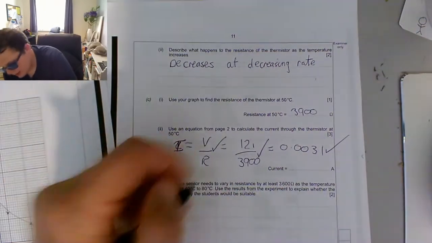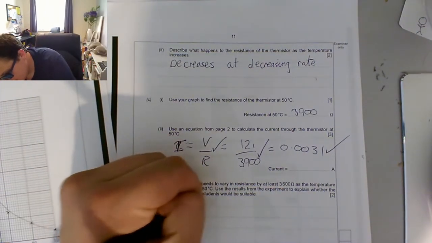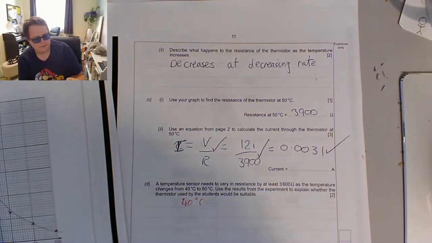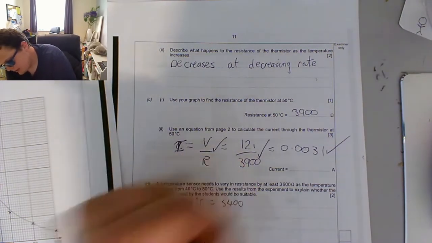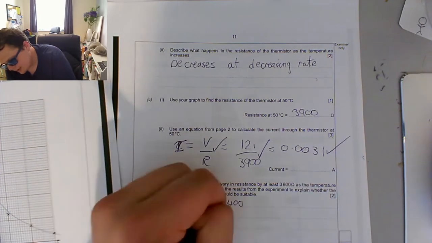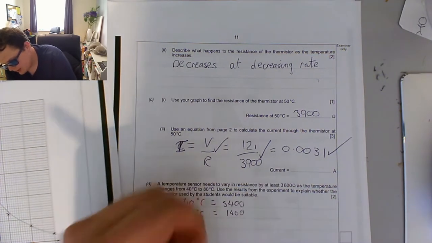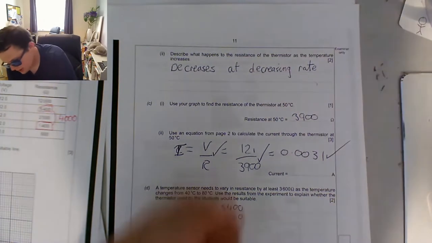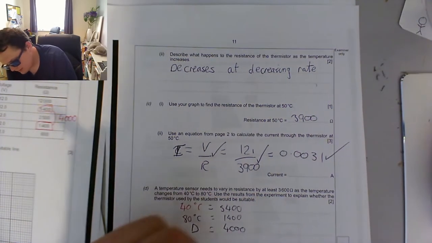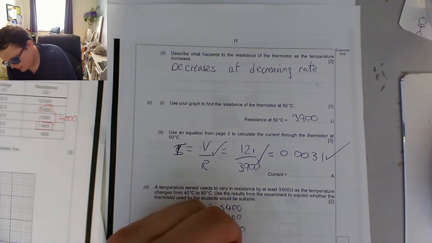So we can write this in our answer that we've got 40 degrees Celsius, I'll just use the right colour pen, equals 5,400. 80 degrees Celsius is 1,400. So the difference, or the change, delta means change, is 4,000. So, suitable.